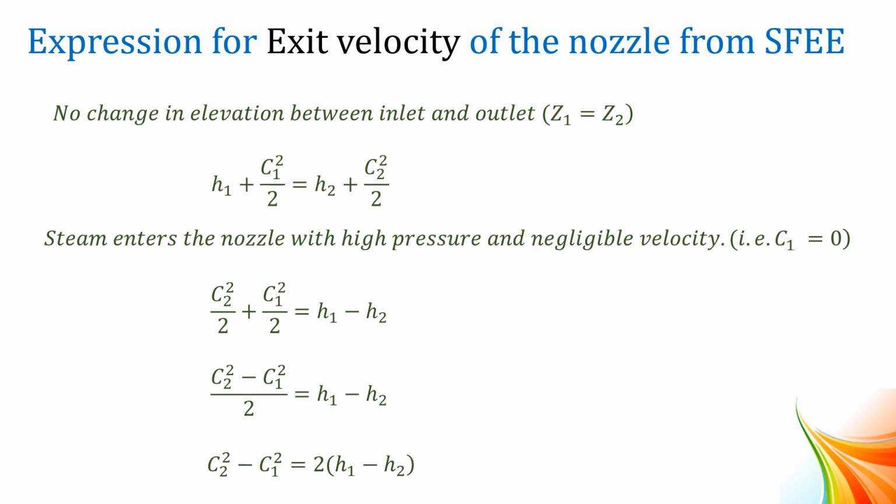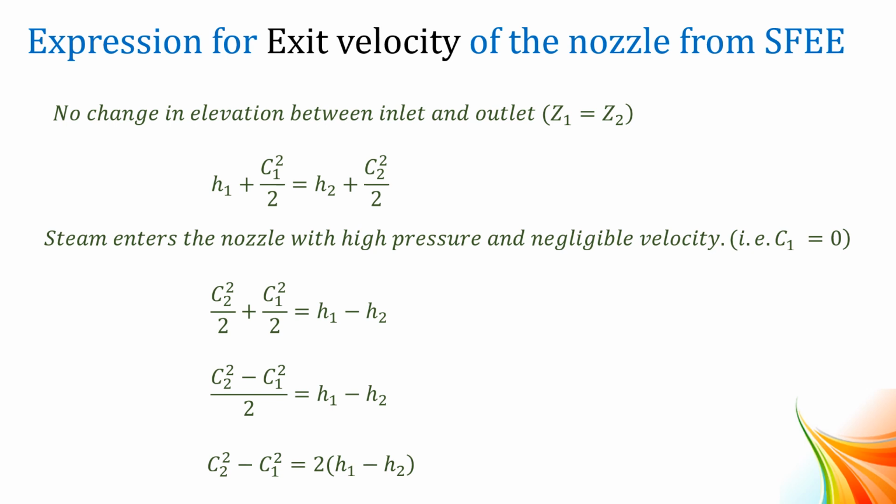Steam enters the nozzle with a high pressure and negligible velocity. The C1 is equal to 0. The purpose of the nozzle is to increase the velocity at the exit. When the increase in velocity happens at the exit of the nozzle, it is obvious that the pressure will be reduced. So by the modified steady flow energy equation, we are having h1 plus c1 square by 2 equal to h2 plus c2 square by 2.